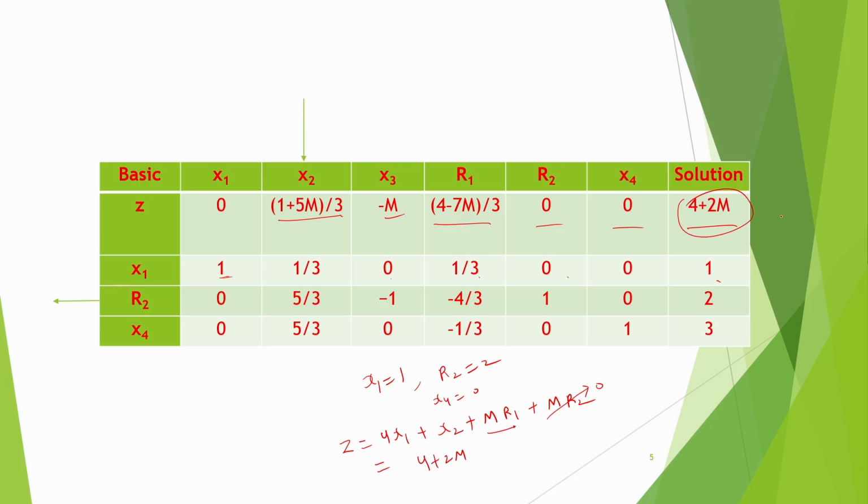That means up to this more or less we have done. And then let us go to the other one. Now you see the most positive coefficient here is what? 1 plus 5M by 3. Minus M is negative. 4 minus 7M by 3 is also negative, because M is a very big number. So therefore it is also negative. But 1 plus 5M by 3 is positive, so it becomes the pivot column.